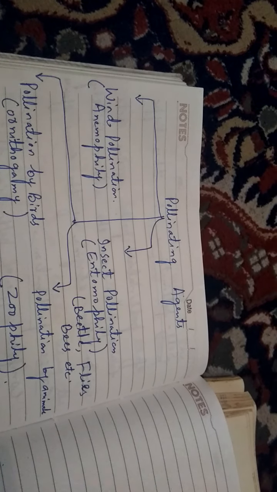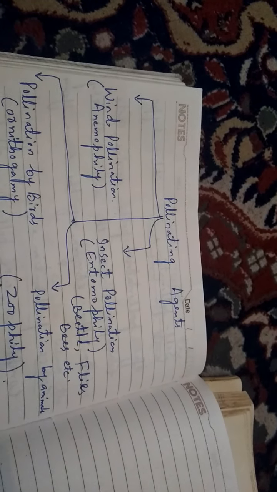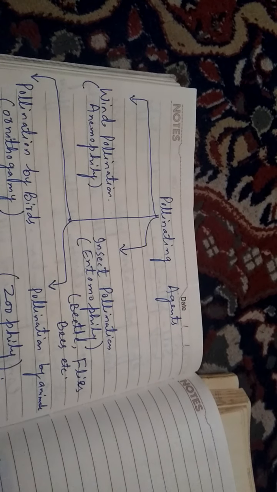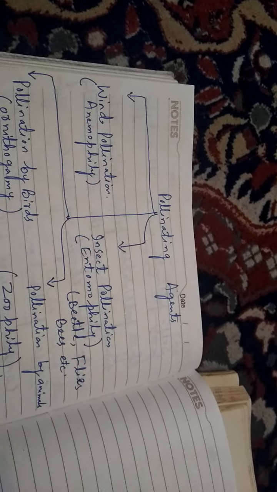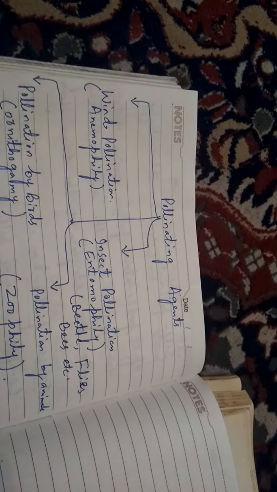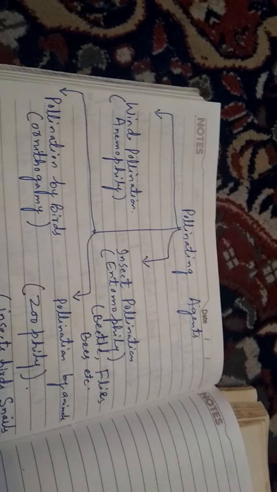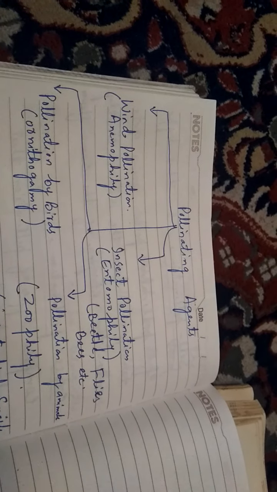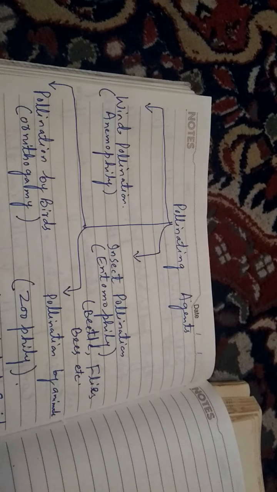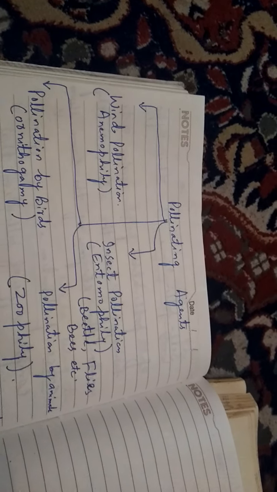And number second agency is insect pollination. That's also called entomophily. That means pollination occurs by beetles, flies, bees, etc. By these means this pollination occurs. And number third, that is pollination by birds. That's also called ornithogamy or ornithophily. That is pollination occurs by means of birds in the plants.